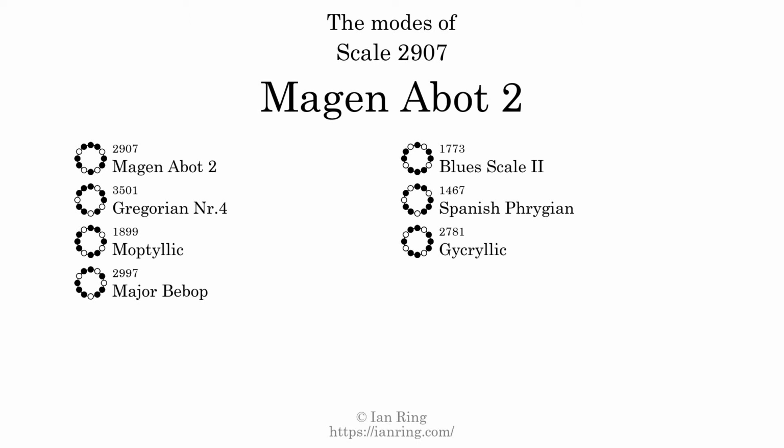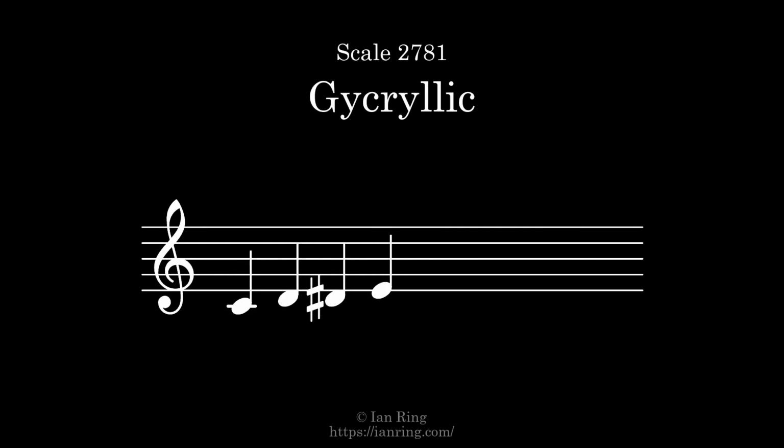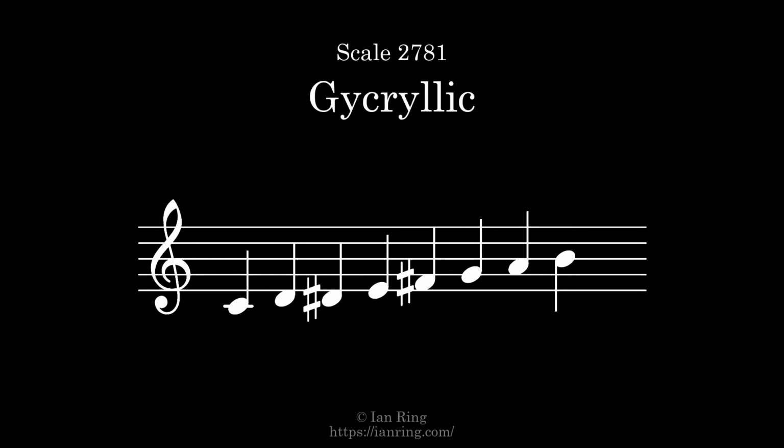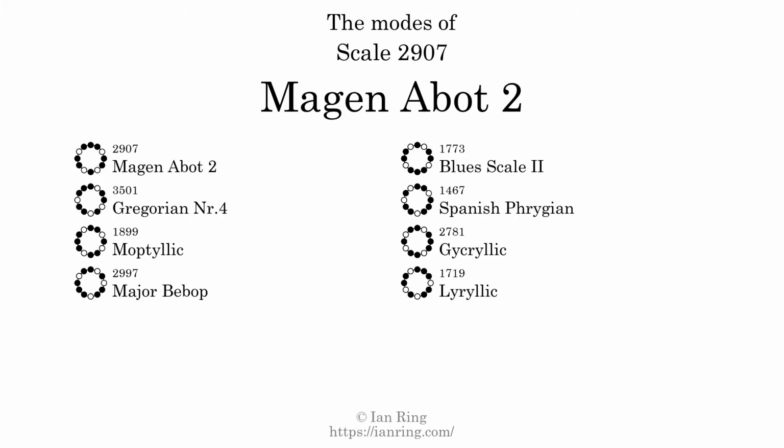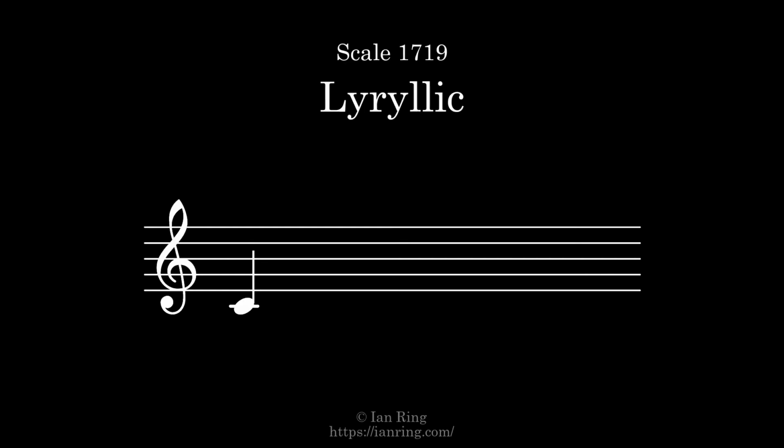The seventh mode is scale 2781, also known as Jacrilic. It sounds like this. The eighth and last mode is scale 1719, also known as Lyric. It sounds like this.